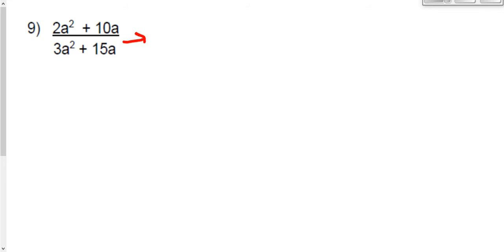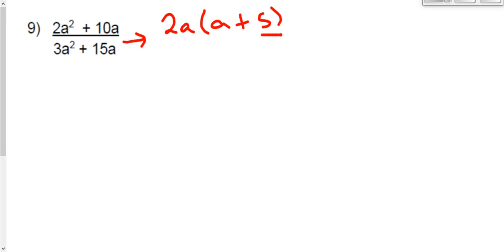So when I factor this, I will take a look at the numerator first. The numerator has a GCF of 2a, so I will factor out the 2a by moving it to the front and dividing both terms by 2a to see what's left. If I take 2a squared and divide the 2a out, I will just have a left. If I take 10a and divide it by 2a, the a's will cancel, and 10 divided by 2 is just 5. So there's my numerator.